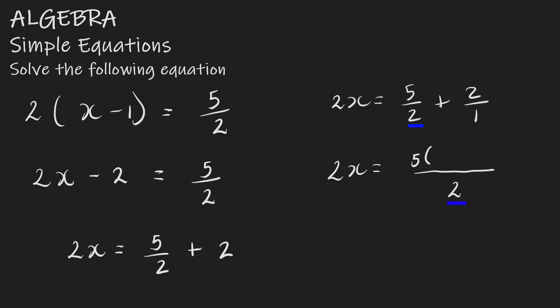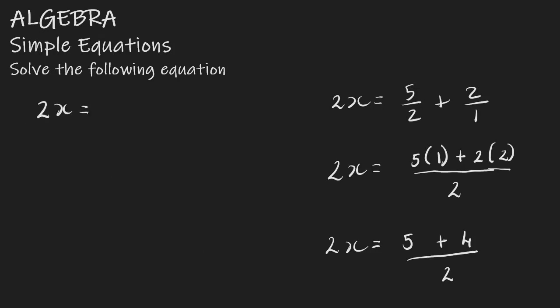2 divided into 2, that is equal to 1, plus the numerator of my second fraction, 2. And I'm multiplying this when I divide the denominator of my second fraction into the common denominator. 1 into 2, that is equal to 2. Simplifying my right-hand side of the equal sign, 2x is equal to 5 times 1, that is equal to 5, plus 2 times 2, that is equal to 4, all over 2.